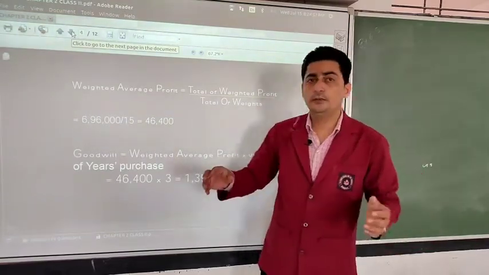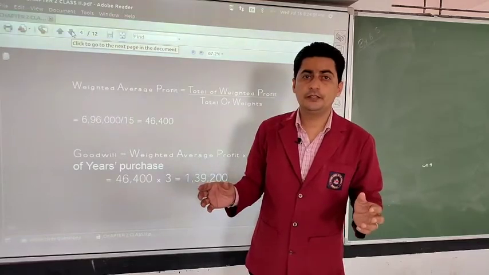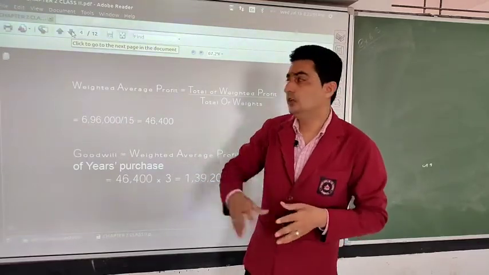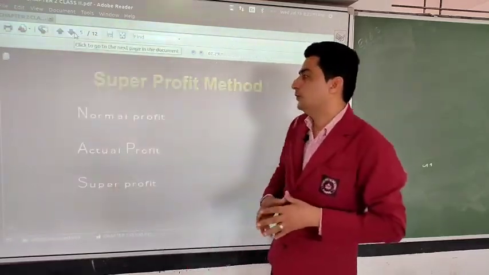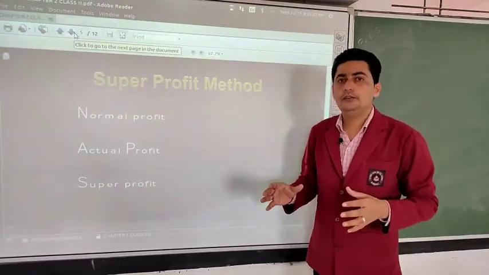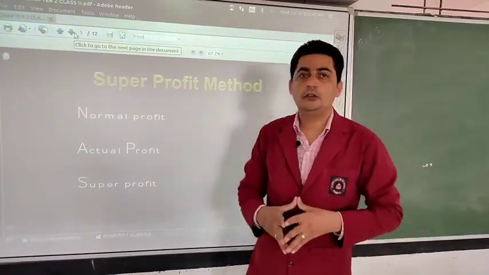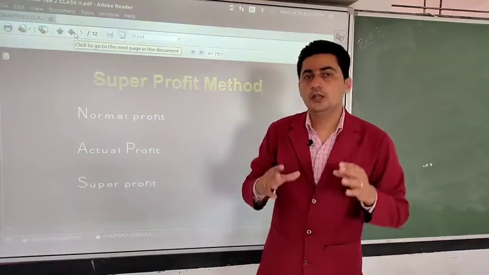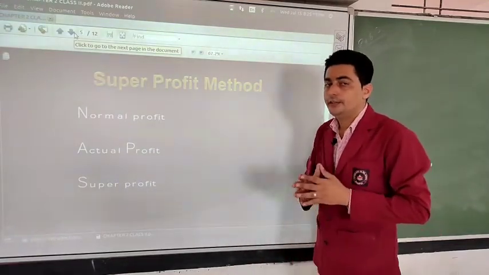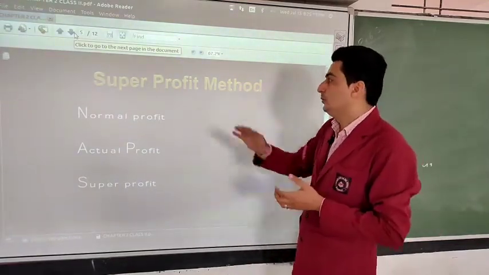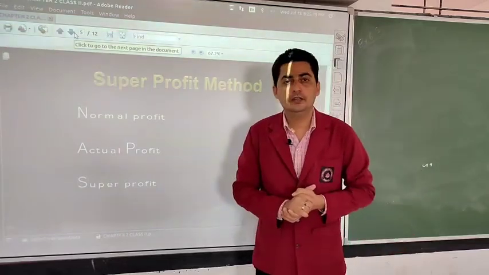Let us go for super profit now, because weightage average profit method is over and average profit method was over. So we will go for super profit. Super profit is one of the very important topics of your syllabus, students. So please concentrate on it and understand it in a better way. So, super profit method.